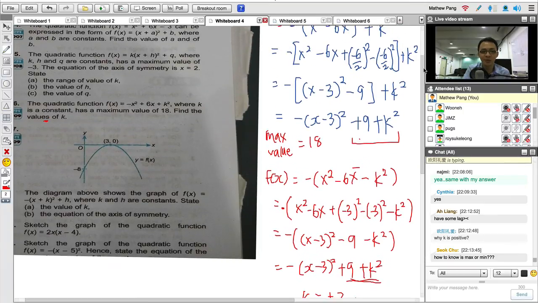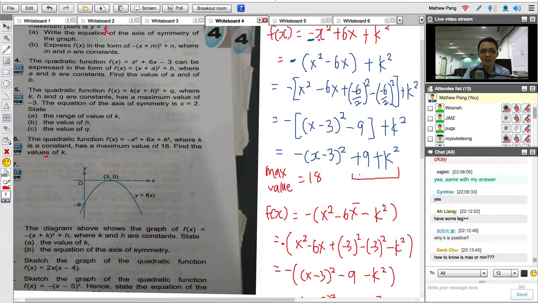Because when you do the completing the square, you can choose whether you want to factorize all three terms or the first two terms only. You cannot choose to factorize out only the first term, it's wrong. Either first two terms or first three terms. Okay, please remember it because it's quite important.